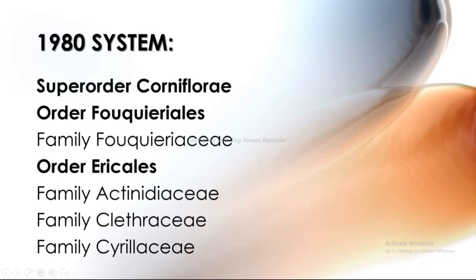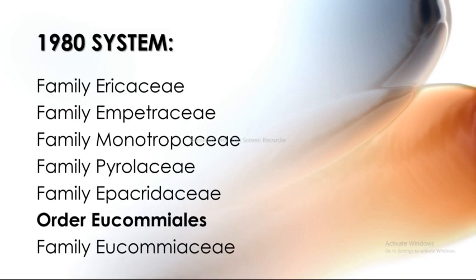So the next superorder is the Corniflorae. It includes the order Fouquieriales, and this Fouquieriales includes the family Fouquieriaceae. Next order is the Ericales. It includes the family Actinidiaceae and Clethraceae. Next is the Cyrillaceae, and the next is the Ericaceae and Empetraceae. Next is Monotropaceae, next is the Pyrolaceae, and the next is the Epacridaceae.